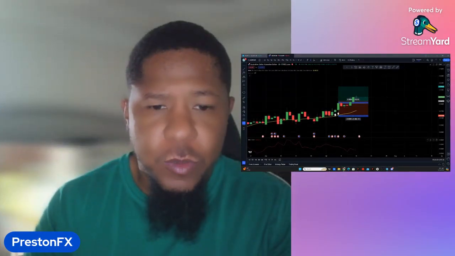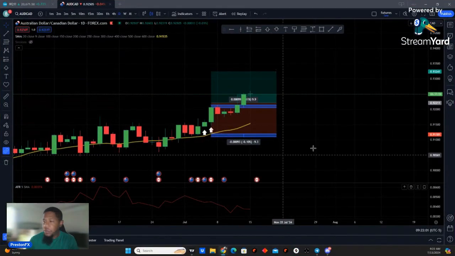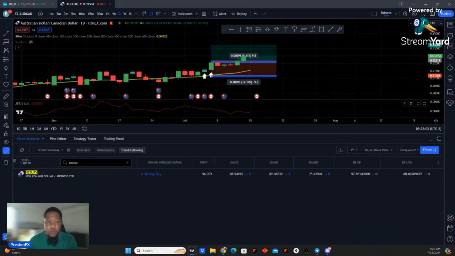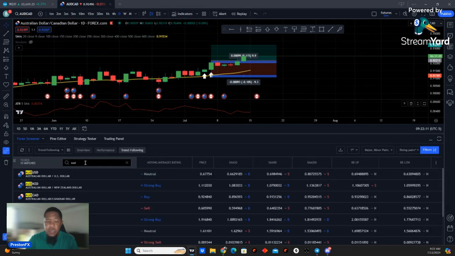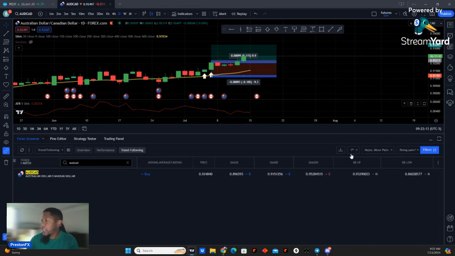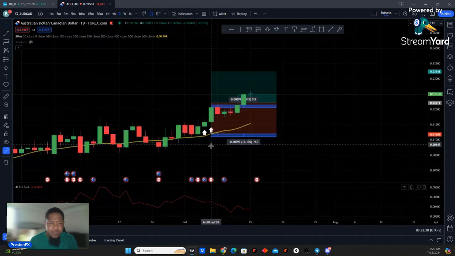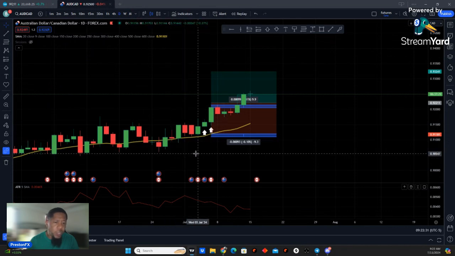Let me see if we can do it this way. What I normally do is go to the forex screener, and I type in AUD/CAD. I go to the monthly time frame, which is for setups, like if I see a setup about to take place. Then I go to weekly, which shows strong buy, and daily, strong buy. If they're matching on all three timeframes, then I go ahead and take the trade.